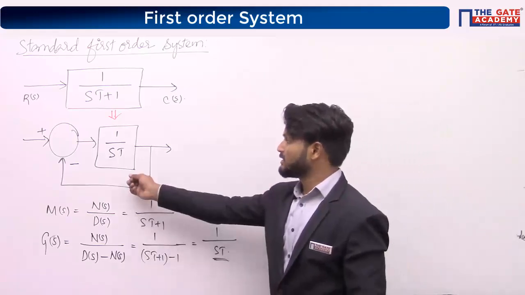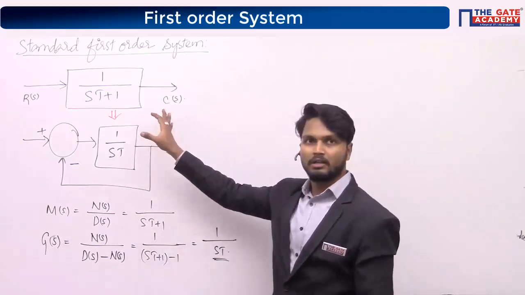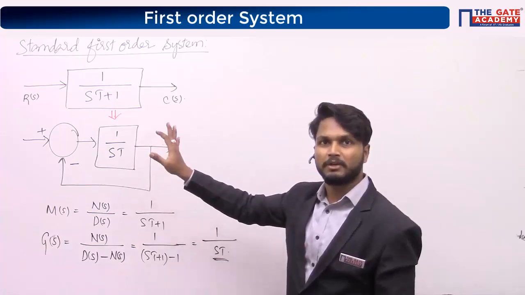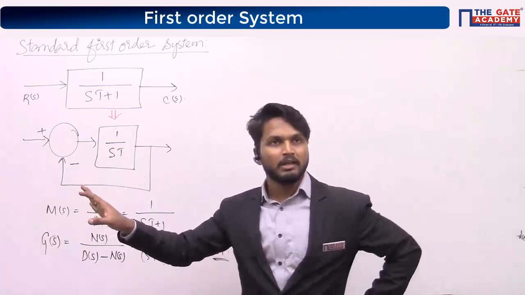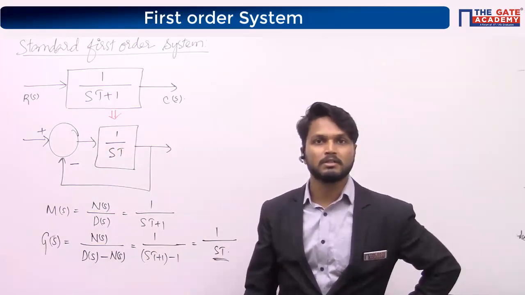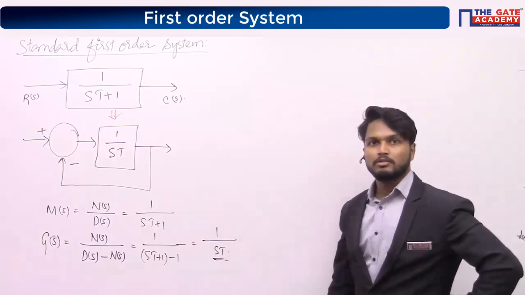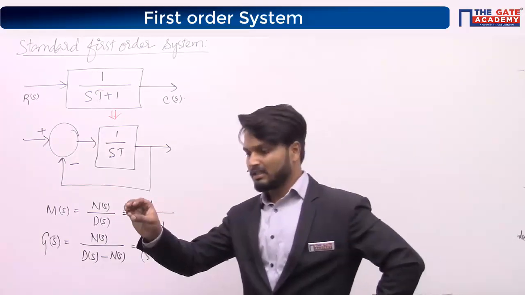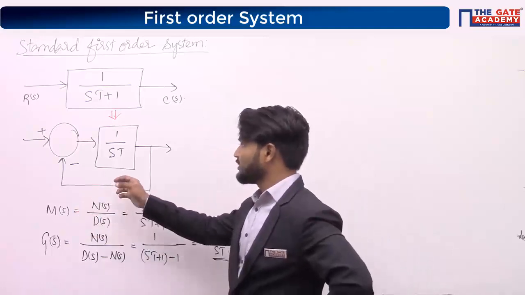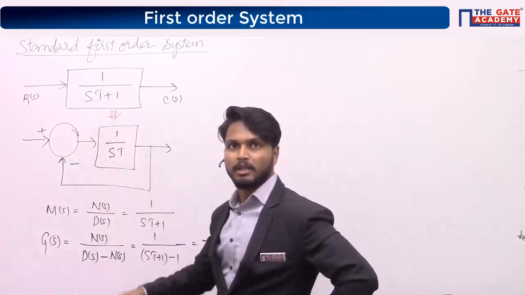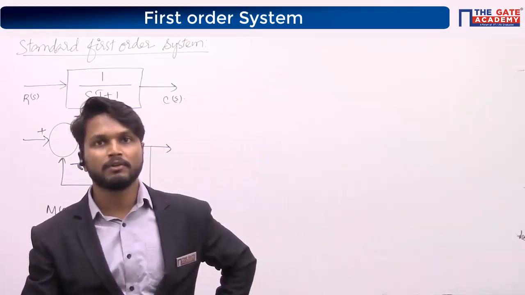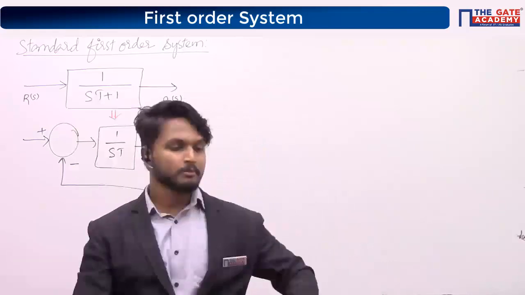So whether this system is given or else this system is given, we are talking about the same standard first order system. Is it clear? It is a standard first order system. Is it clear now? So you can find out the unity feedback representation, the closed loop representation, of any particular system, right?